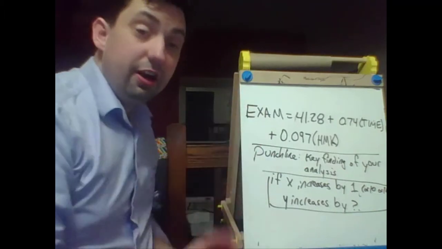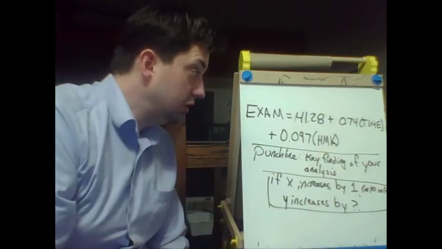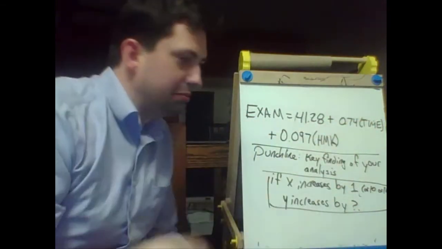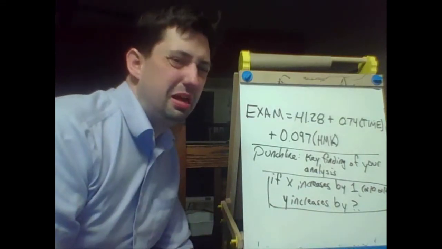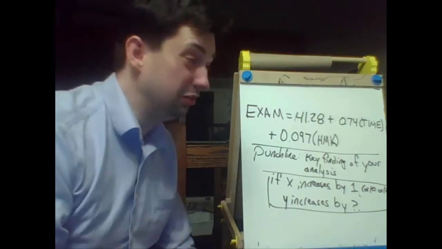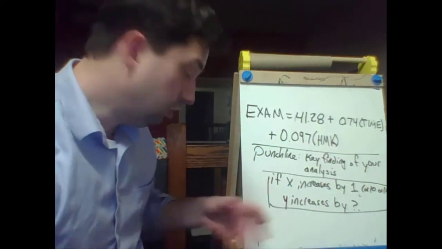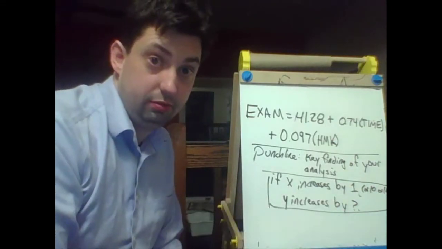It's that key finding of your analysis. If X increases by 1, or 10, or 100, depending on what. I couldn't increase it by just 1, because 0.7 is kind of awkward to say and to think about, but 7 makes a lot of sense, which is why I multiplied it by 10. So when X increases, how much does Y increase?